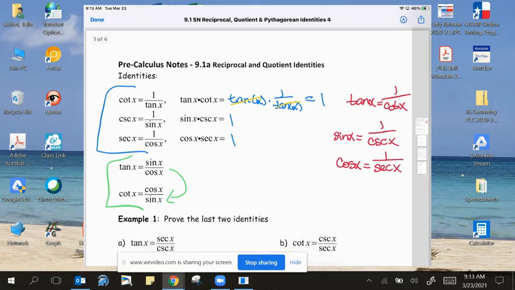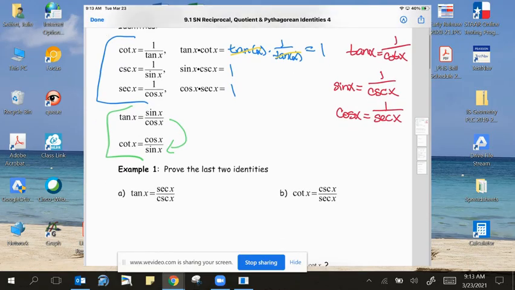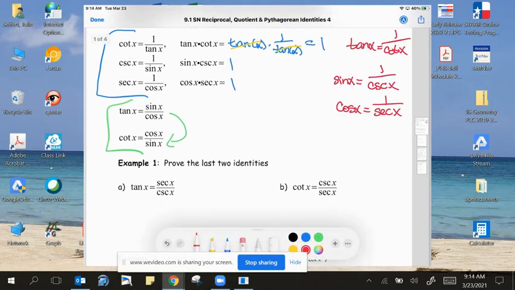Okay? Now, what we're going to be doing here is proving these identities are true. So if we look at part A, tangent of x equals secant of x over cosecant x. We want to rearrange secant x over cosecant x and prove that it does end up equaling tangent x. Okay, so secant x is 1 over cosine x. Cosecant x is 1 over sine x. So we're dividing by a fraction.